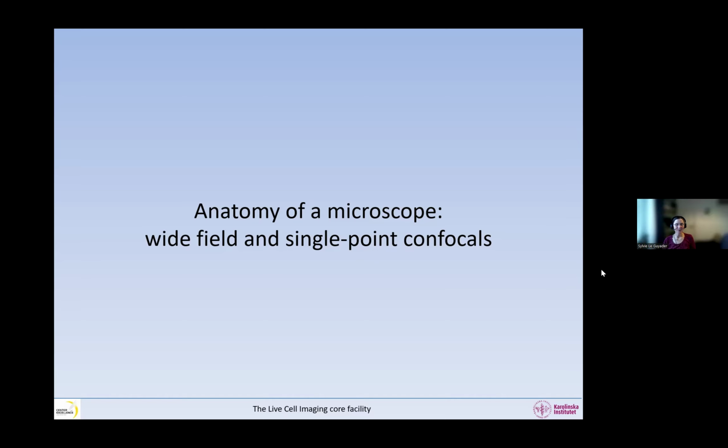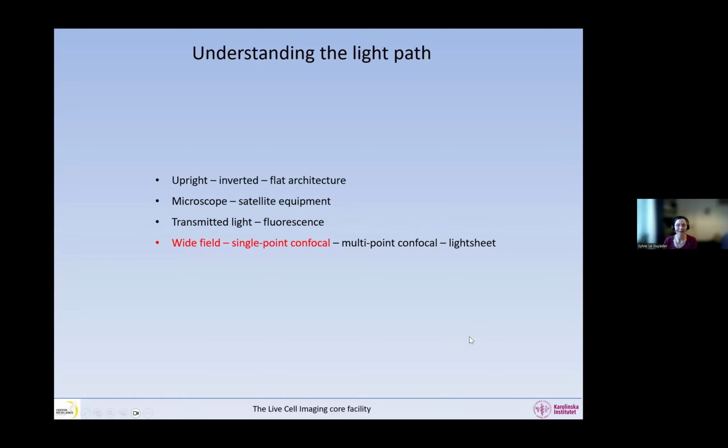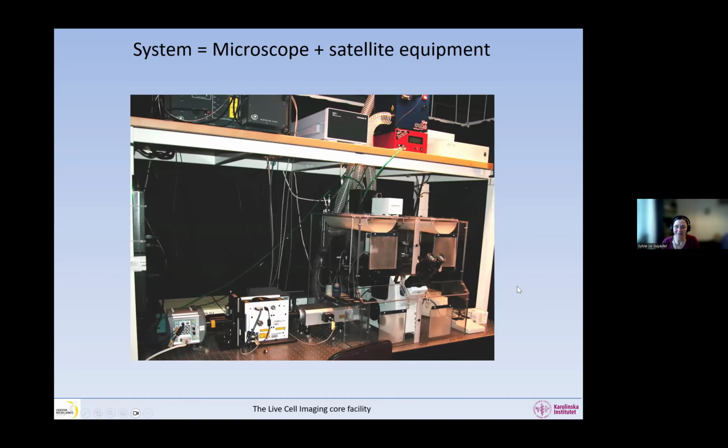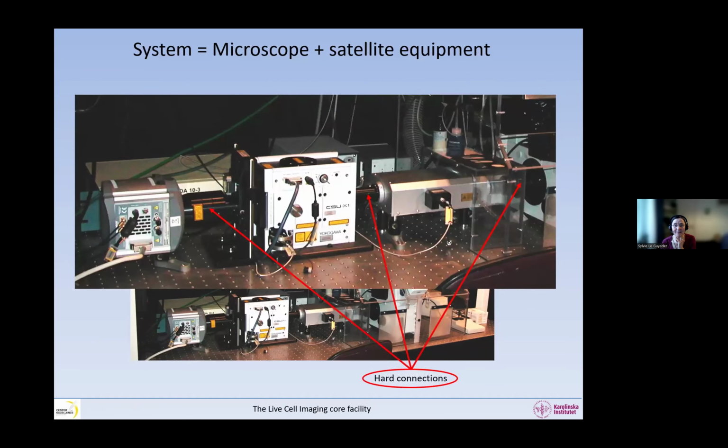All right. So yes, we're going to go about wide field and single point confocal. We're moving through our flow. I remind you that this is the microscope stand, sometimes called the microscope body, and the rest is the equipment. We have hard connections, and this is what we have to recognize: the equipment attached by hard connections to the microscope body. They can be cameras or scanners. There are a few more, but pretty much it is cameras and scanners.